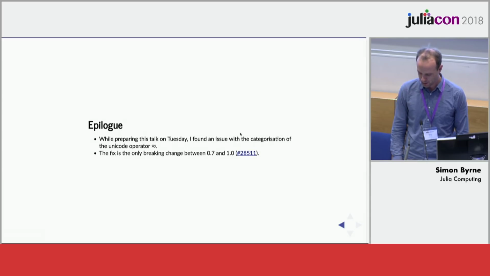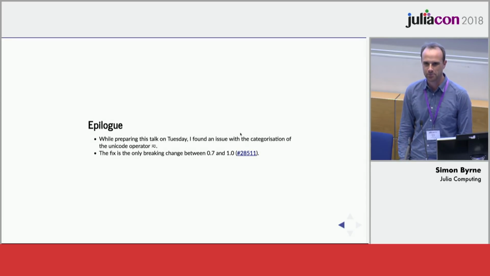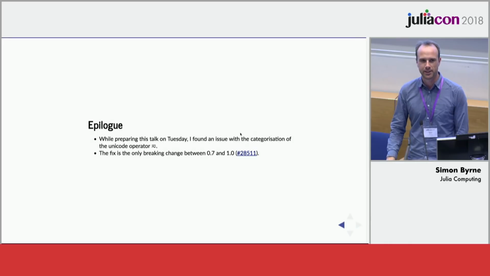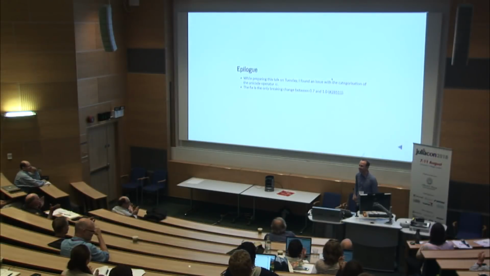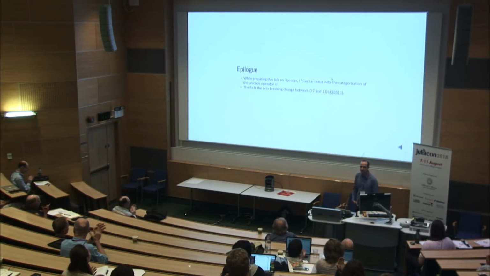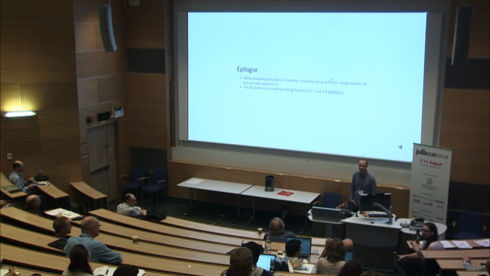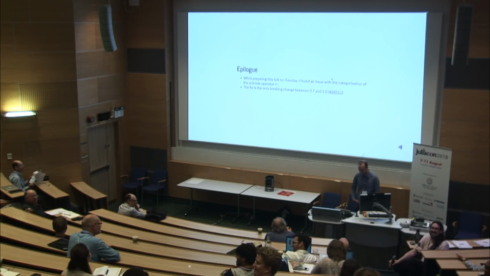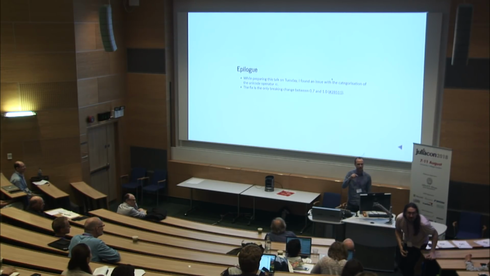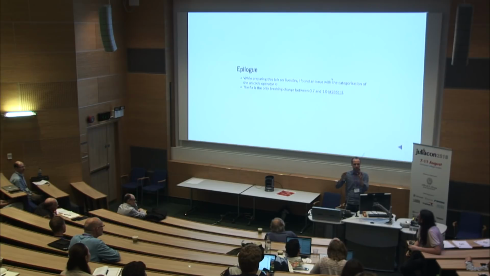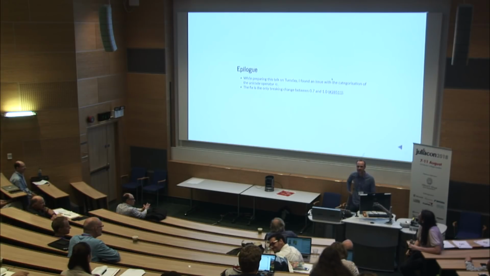And finally, as an epilogue, while putting this talk together on Tuesday, we uncovered a funny bug with the categorization of the Unicode operator, xsim. And that's technically the only breaking change between 0.7 and 1.0. Right. Thank you. You weren't supposed to tell people about it. Unicode thinks it's minus sim, and so it was classified as a minus operator, whereas HTML thinks it's an equals sim, and so it's treating it as a binary predicate. So we think Unicode's wrong on it, and we'll go with what HTML thinks.